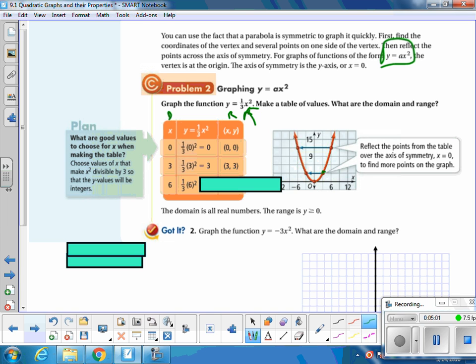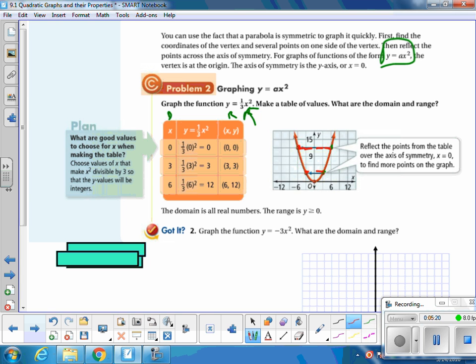So 6 squared, 1/3 of that is 12. So I have a coordinate at (6, 12). And then I can use the information here and go, well, if it's 2 over, it's going to be 2 over, make a dot. If it's 1 over, it's 1 over, make a dot. And then I can create my parabola from that because it is a reflection.